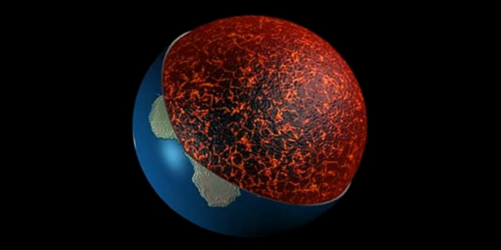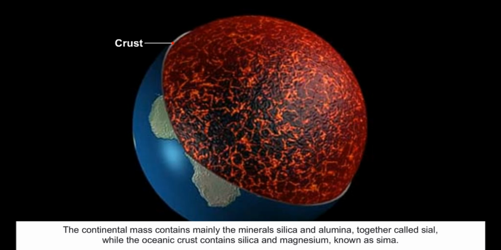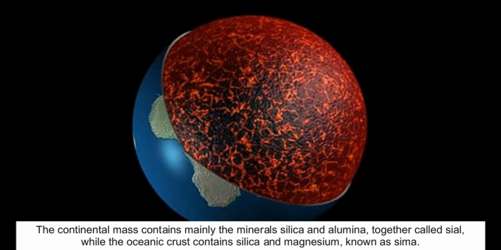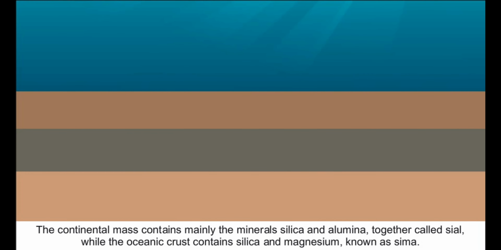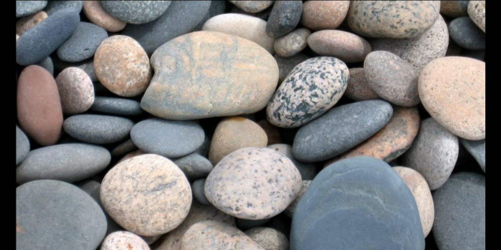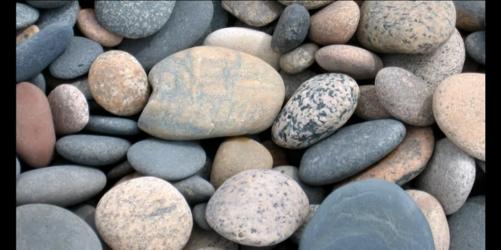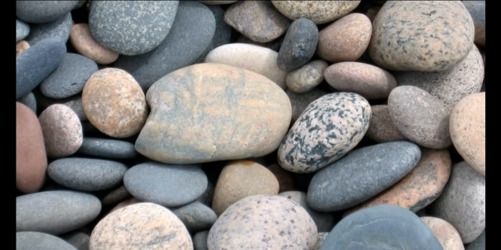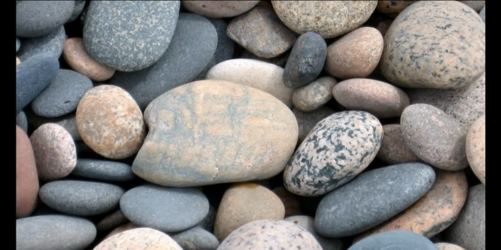The topmost layer is the thinnest one, called crust, that extends up to 35 km over the continental masses and up to 5 km over the ocean floors. The continental mass contains mainly the minerals silica and alumina, together called Sial, while the oceanic crust contains silica and magnesium, known as Sima. These and other minerals in the crust together sometimes form natural masses, which are called rocks.